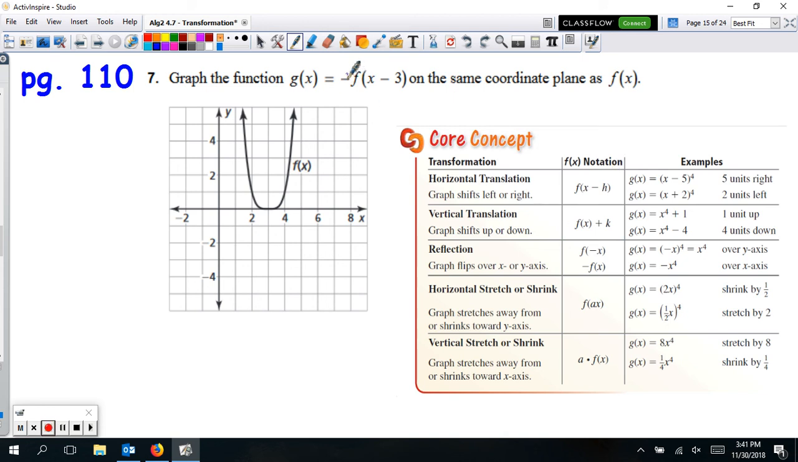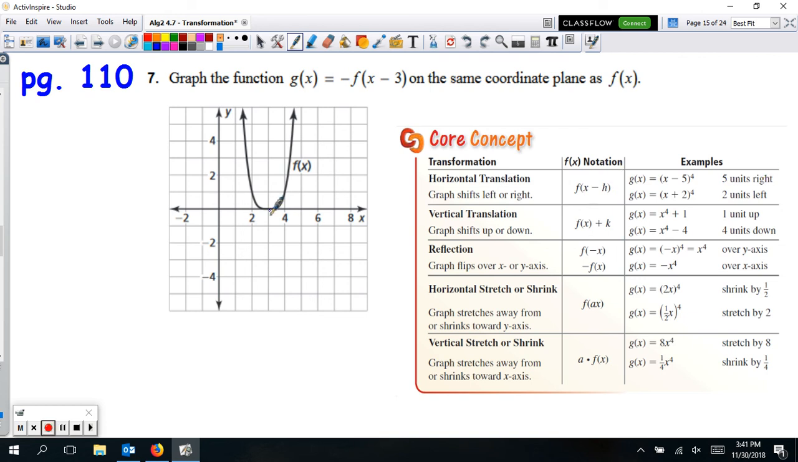First of all, you can see it says -f. So if you go up over here, here's a -f right here, where it's a reflection over the x-axis. So we're going to be reflecting this down. It's going to be opening down. And it has an x minus 3, so that's an h number there. It's going to be a horizontal translation, going 3 units to the right.